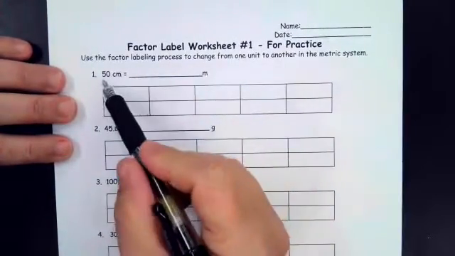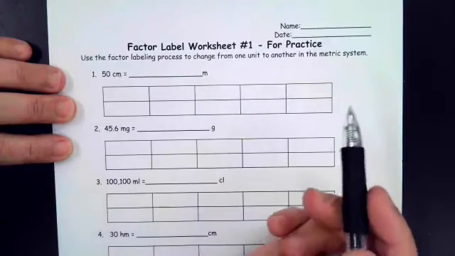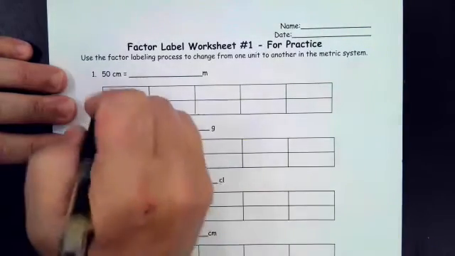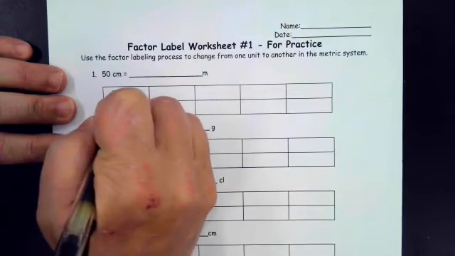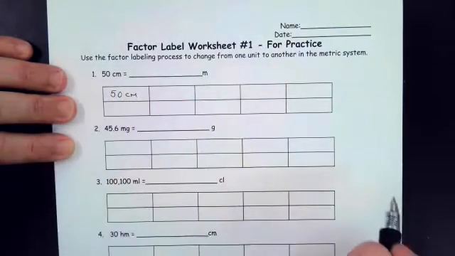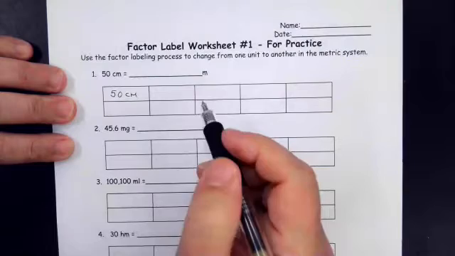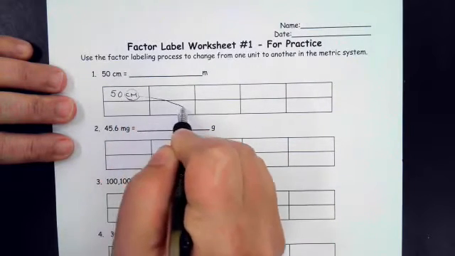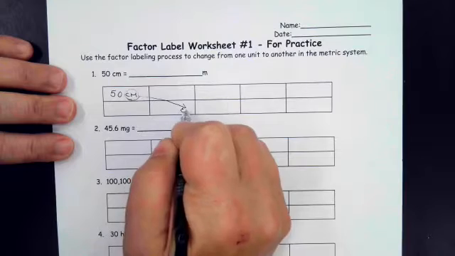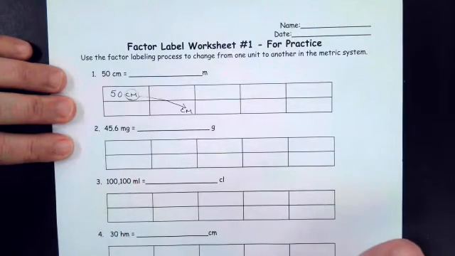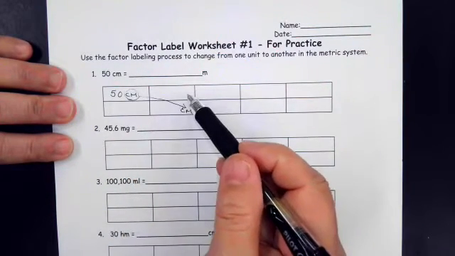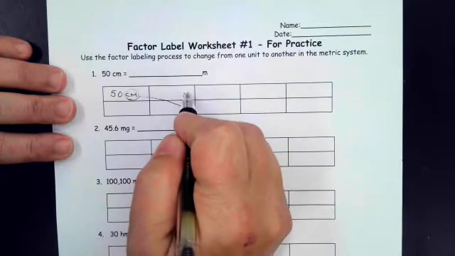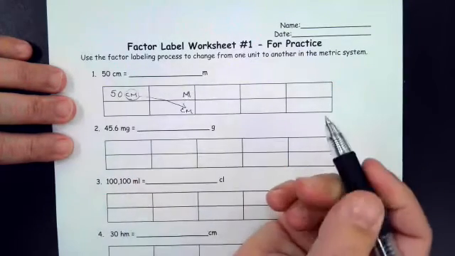So the first problem asks you to convert 50 centimeters into meters. Following the easy peasy factor label method, the only number we know, we're going to put right in this box right here. You don't put anything down below. Then we take this unit and bring it down below. So we're going to put centimeters. We're not going to worry about numbers right now. And in the upper box, we put the unit we're trying to convert into, which in this case is meters.